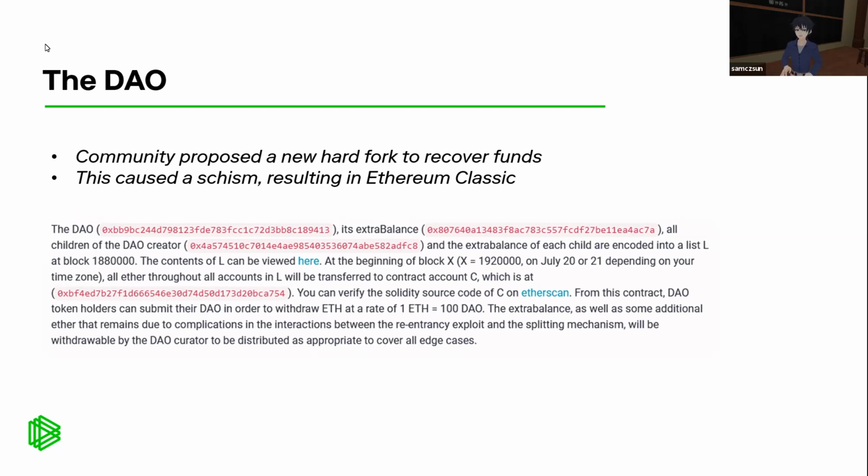This hard fork would take all of the Ether in every DAO and sub-DAO, transfer it into a new contract whose sole purpose was to refund owners of the DAO token at a rate of 100 DAO tokens to 1 Ether. Although the vote for this hard fork passed with a supermajority, it still caused a schism, and this is what resulted in Ethereum Classic.